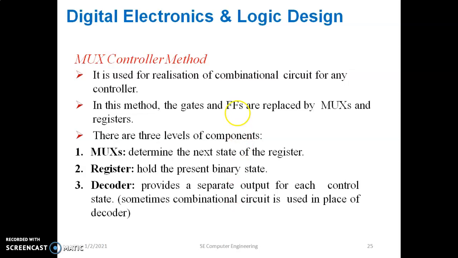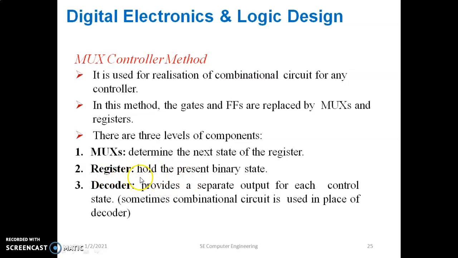It is used for the realization of a combinational circuit for any controller. In this method, the gates and the flip-flops are replaced by the mux and registers. These three levels of components are there: mux, registers, and decoder. So what is the mux? The mux determines the next state of the registers, and a register is nothing but a group of bits. It holds group bit information, because a flip-flop holds only 1 bit of data at a time, and it is a 1-bit memory cell.